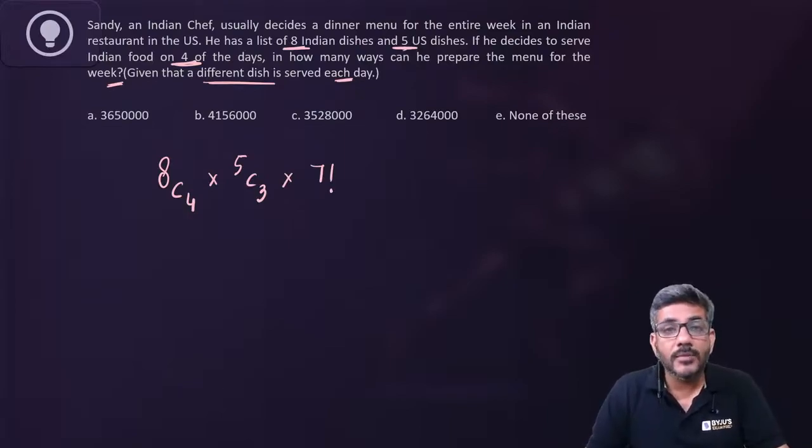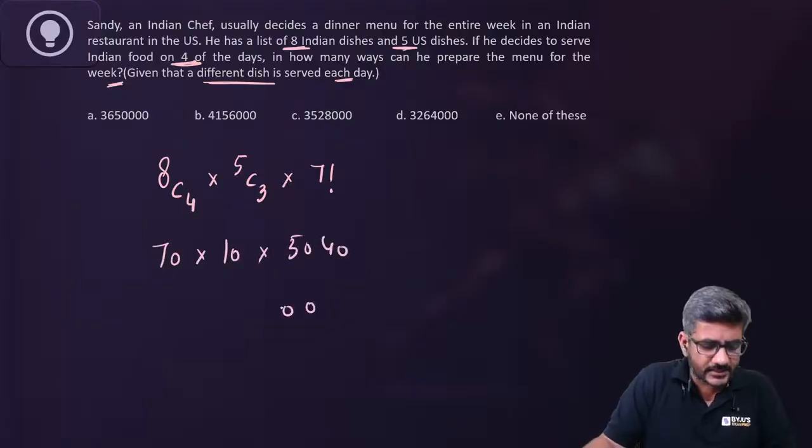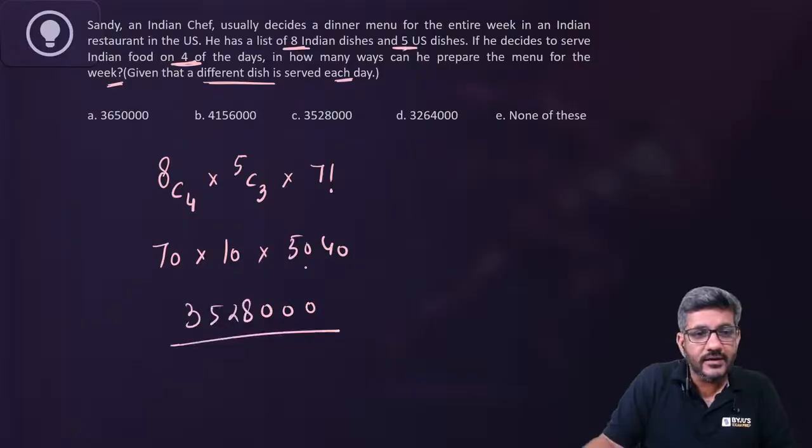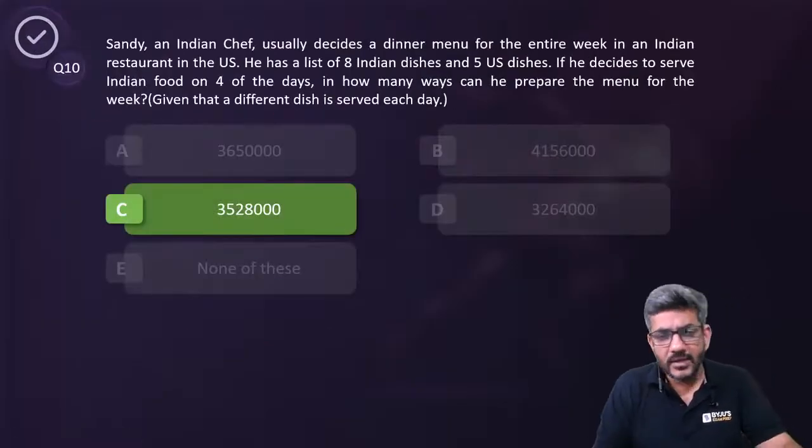I hope you all got my point. यहां तक सबको समझ आ ही गया होगा. तो देखते हैं कितना आता है. 8C4 it is 70, 5C3 it is 10, 7 factorial it is 5040. So I have 3 zeros at the end, and 7 into 504, that is 3528. Is it there? Yes, it is there in option C. So that is the correct answer for us.